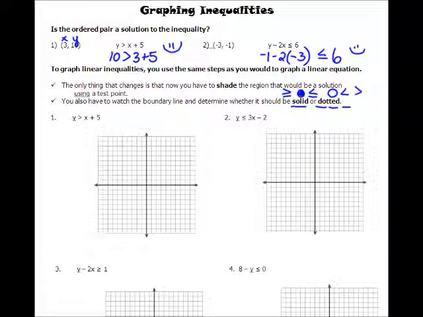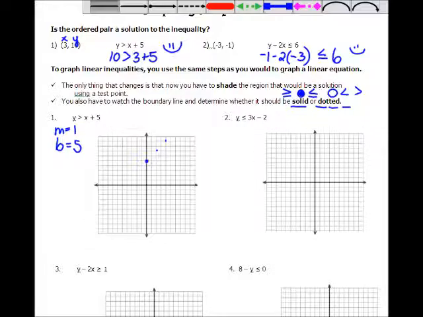So how do I graph this line? Well, the slope is 1. The y-intercept is 5. So 3, 4, 5. And then I just graph a slope of 1. So my things are kind of small, so I'm going to use this, and then I would graph my line.